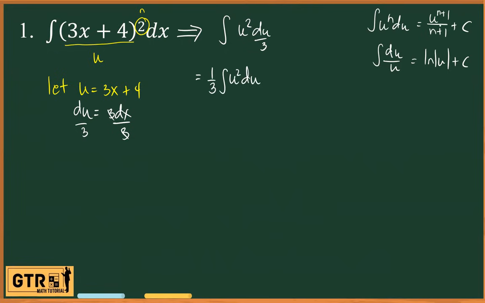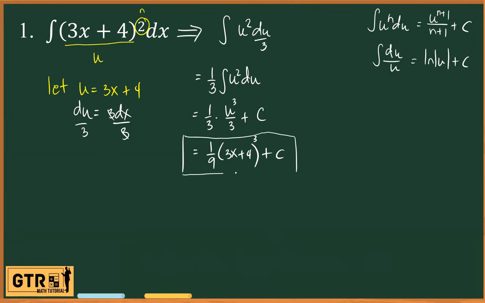So apply now the formula: the integral of u to the n du is u to the n plus 1 over n plus 1. Therefore, the integral is equal to 1/3 times u to the 2 plus 1, so we have u cubed over 3 plus the constant of integration c, and then substitute the value of u. The value of u is 3x plus 4. So the final answer, simplifying the denominator, 3 times 3, is 9. Therefore, we have 1 over 9 times (3x plus 4) cubed plus c. Okay, so this is the final answer.